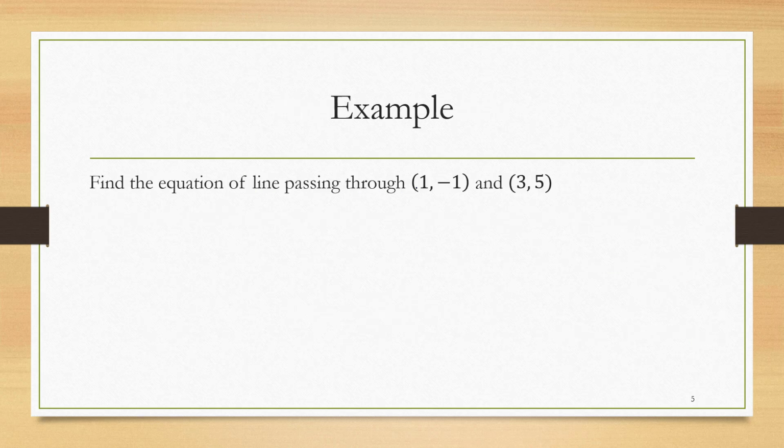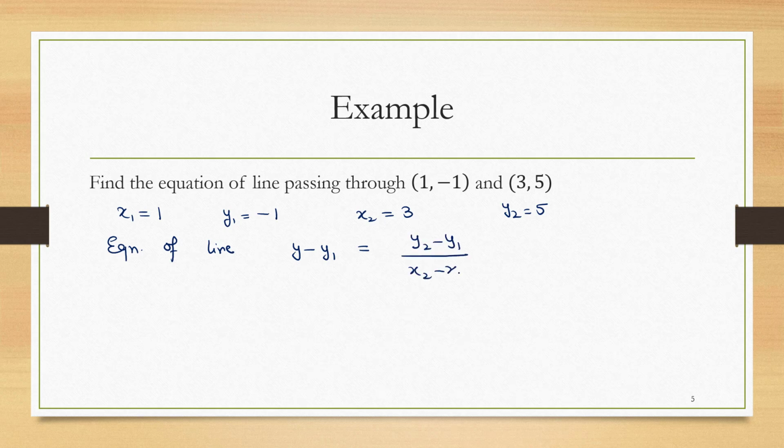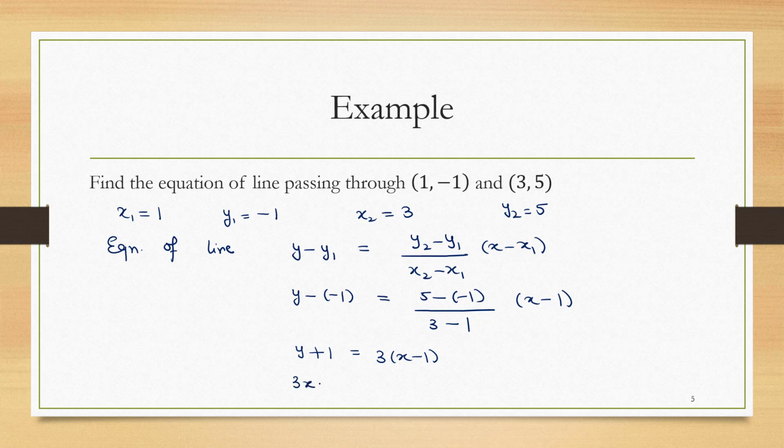So let's see the example. Find the equation of the line passing through 1, minus 1 and 3, 5. So x1 is 1, y1 is minus 1, x2 is 3, y2 is 5. And we know that the equation of the line in this case is y minus y1 equal to y2 minus y1 upon x2 minus x1, into x minus x1. That is, y plus 1 equal to 5 plus 1, 6, 6 by 2, 3, 3 times x minus 1, or we get 3x minus y minus 4 equal to 0.